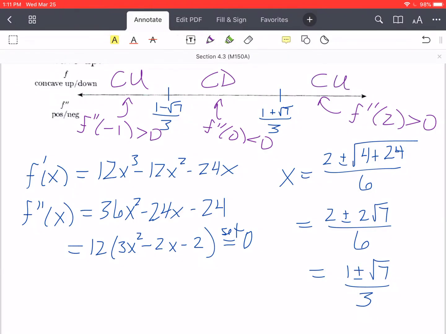Okay, so that's going to give us the intervals of concavity. That tells us where the graph is bending up and bending down. So again, this has no relationship to whether the graph is increasing or decreasing, right? That's totally separate, so we need to just bear that in mind.